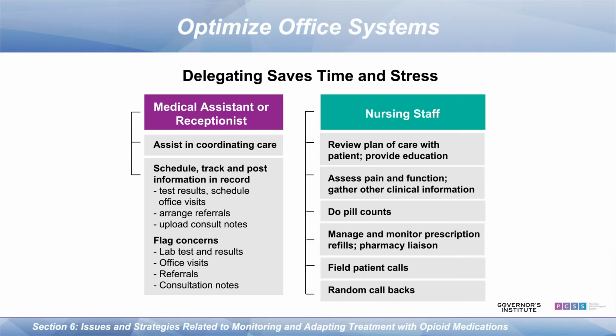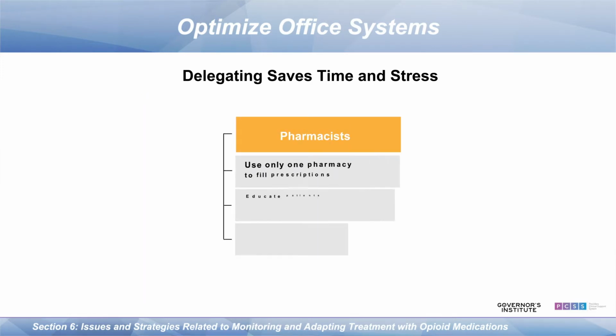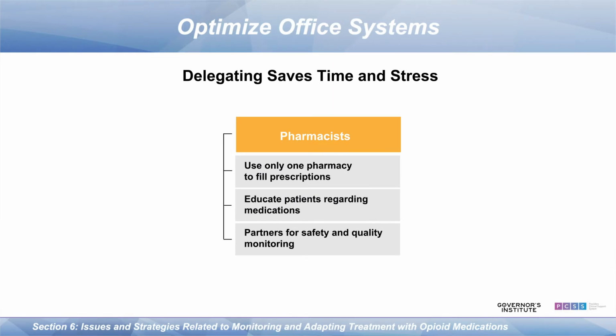Also, at the time of visits, assessing the patient's pain, level of function, and other clinical information can be done by nursing staff. They can do the pill counts if needed, and they can manage and monitor prescription refills and serve as a liaison with the pharmacist, which brings up that the pharmacist also can be a great ally. It can be useful to suggest or expect the patient to use only one pharmacy. While filling prescriptions, they'll be seeing the patient in a different time and setting. They can provide information or education to the patient regarding medications, and they can also let us know if there are concerns or issues that arise during their interactions with the patient at the pharmacy.